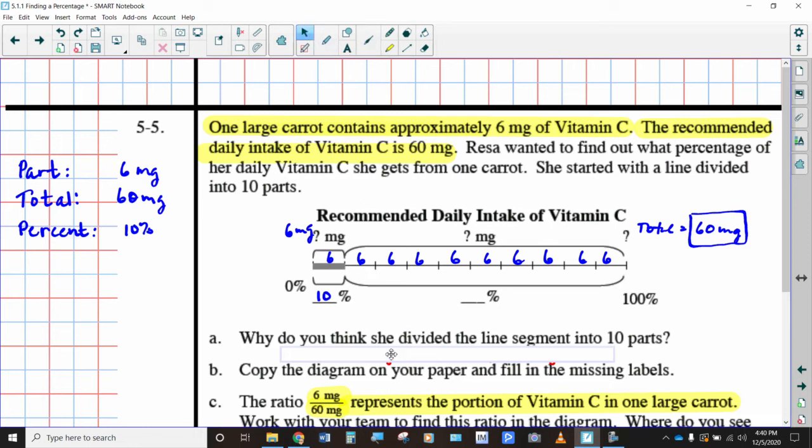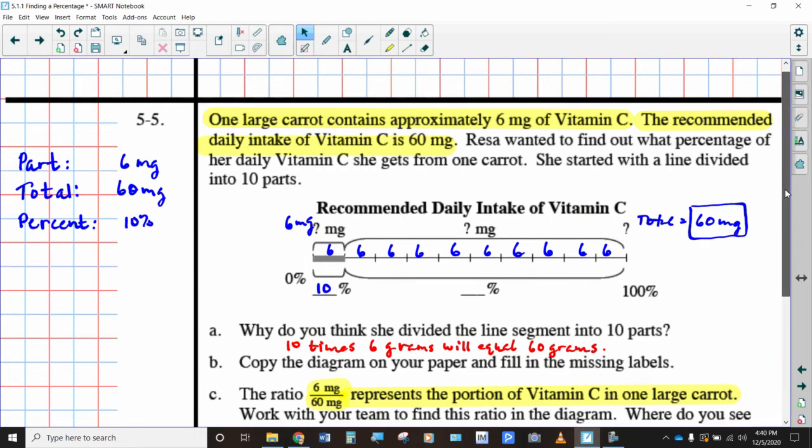So I think she divided that into 10 equal parts simply because 10 times 6 is 60, and 60 divided by 10 is 6. So that made it really easy to partition that 10 different ways.